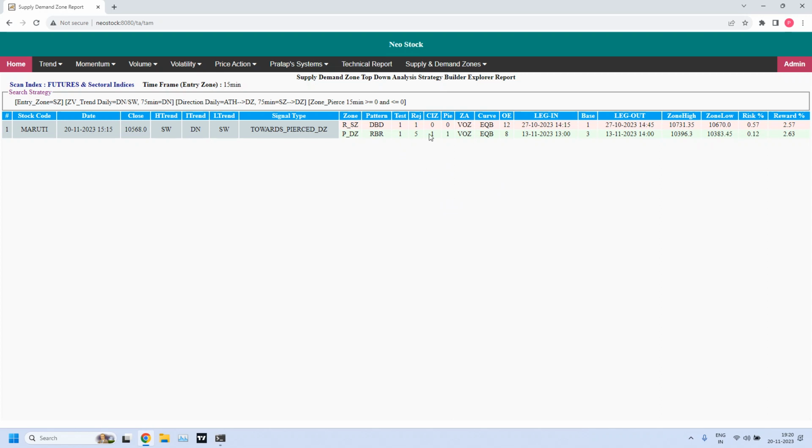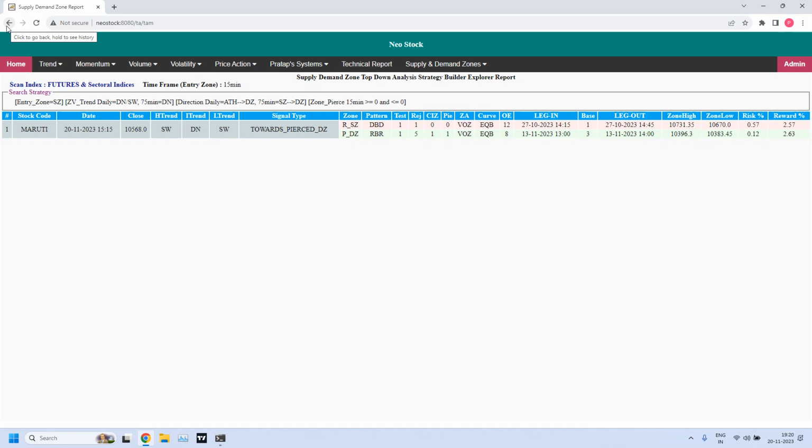But this zone is already, sorry, this is a supply, bearish setup. So the pierced count for the supply zone is 0. Daily is pierced, we don't bother about that, because this is a high liquidity zone. Maybe you can look for one more test.